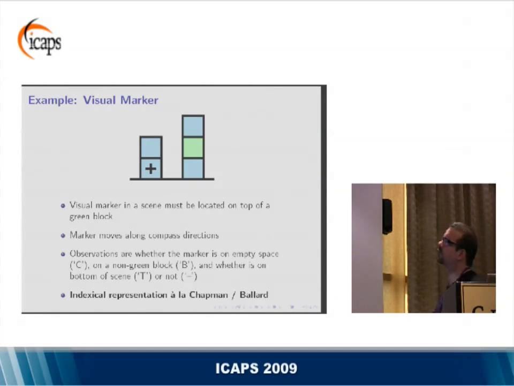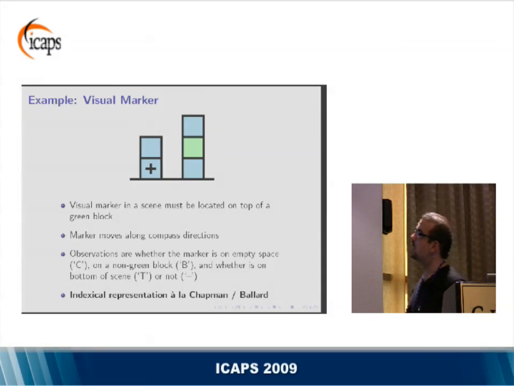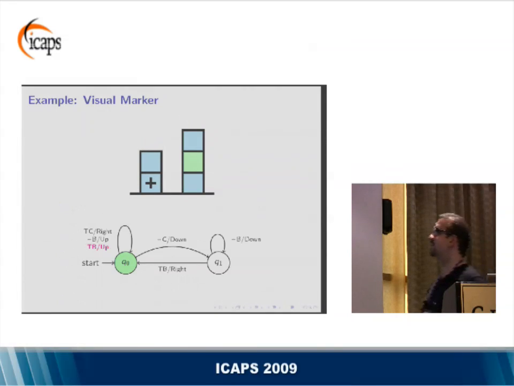So let me give you another example. Consider this problem here. We have a blocks world, and we have this marker here, and we want to position the marker on top of a green block. What we can do is move the marker down, up, left and right, and then we have observations such as whether the block below the marker is green, whether the marker is at the bottom row of the scene, and whether there is something or not below the marker. This kind of representation is an indexical one, such as the one that you can find in the work of Chapman and Ballard.